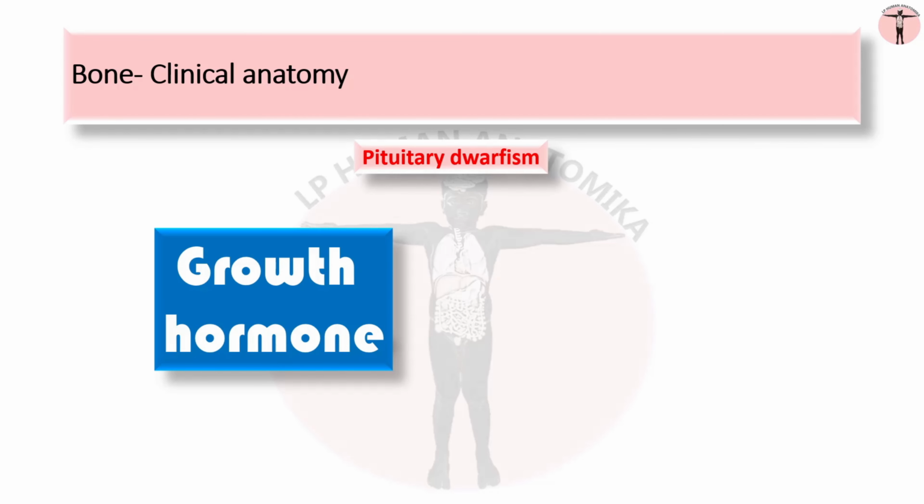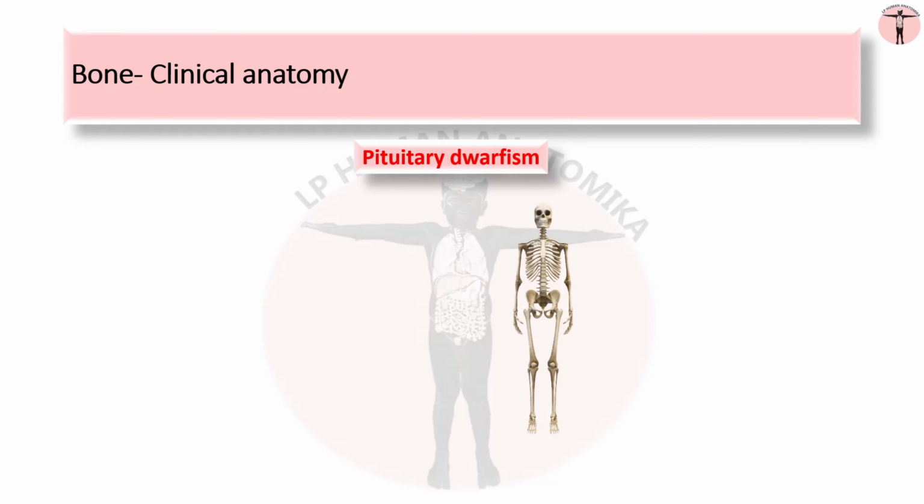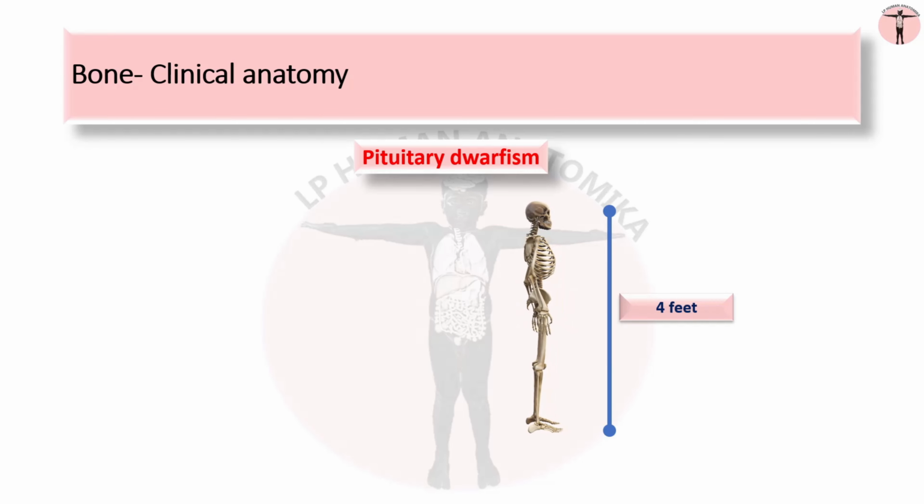Pituitary dwarfism. In pituitary dwarfism, growth hormone deficiency in children results in extremely short long bones and maximum stature of 4 feet. So with this, we are completing the clinical anatomy of bone. In the next session, I will be summarizing all the sessions of the bone.